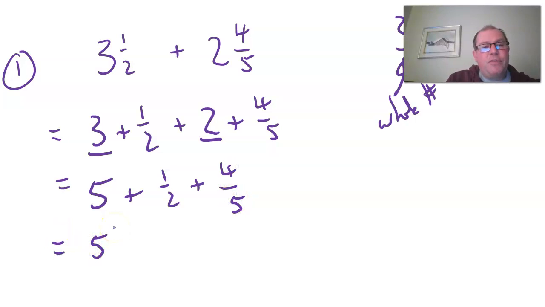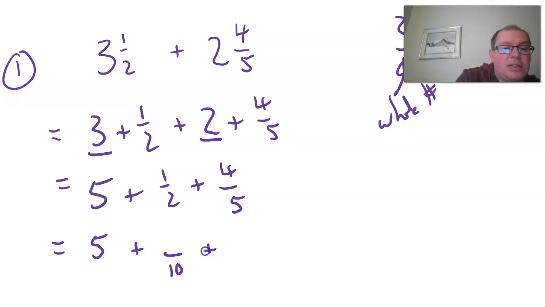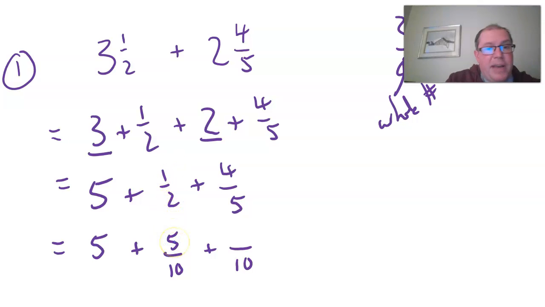So a half add 4/5, I'm going to write them as tenths. So a number out of 10 and a number out of 10. And so I multiply top and bottom by 5 here. So 1 times 5 is 5. So a half is equivalent to 5/10. And I'm going to multiply top and bottom by 2 here, 2 over 2. So 4/5 is equivalent to 8/10.